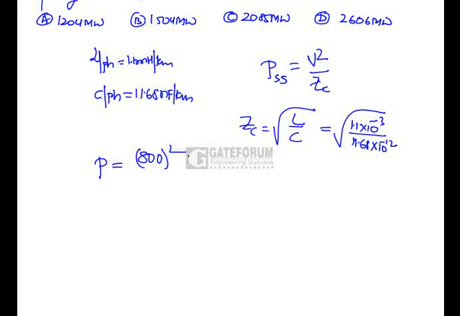Since we have to find in megawatt, the unit will be 800 into 10 power 3 whole square, which is 800 square in megawatt, divided by ZC. Okay, you will get the answer as 2085 megawatt, which is option C.